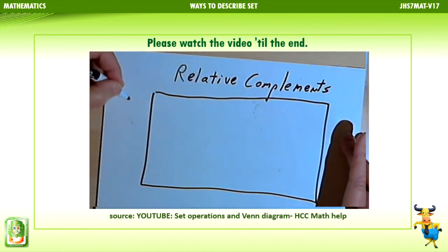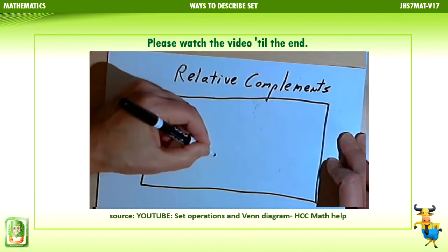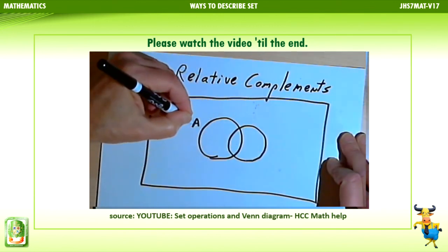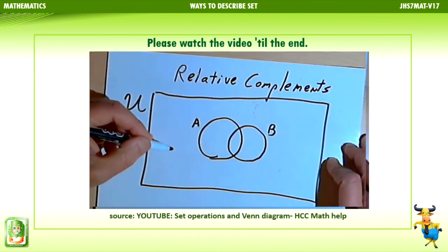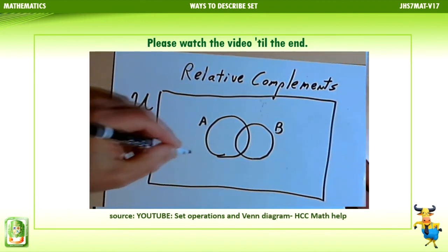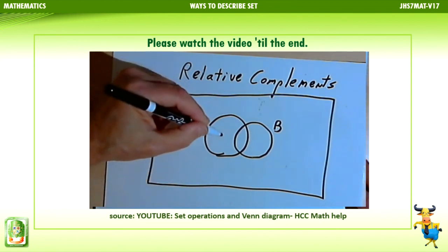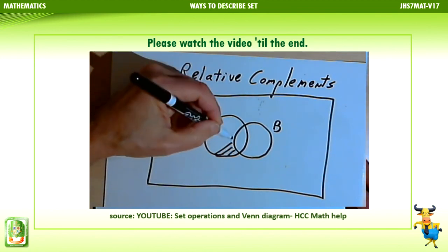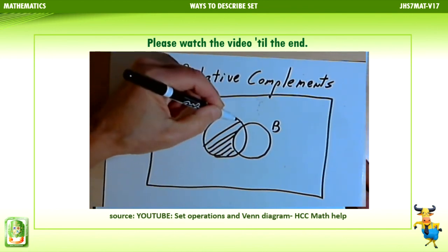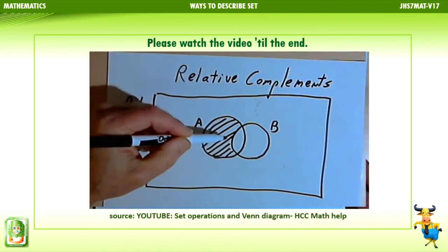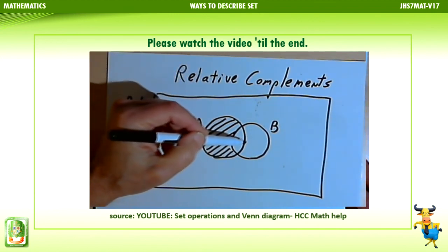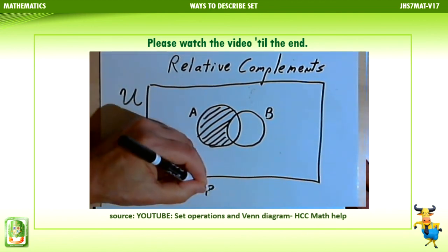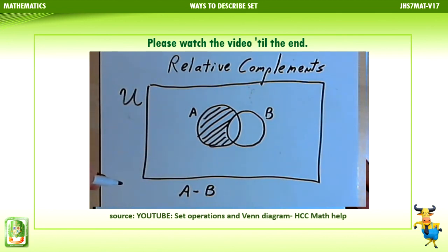So here's my universal set. I've got two overlapping circles, set A and set B. And what I'm going to want is A without the elements that are in B. So that means I'm going to shade in only that portion of A which does not overlap with B. Okay, so this is an A, a minus sign, and a B.